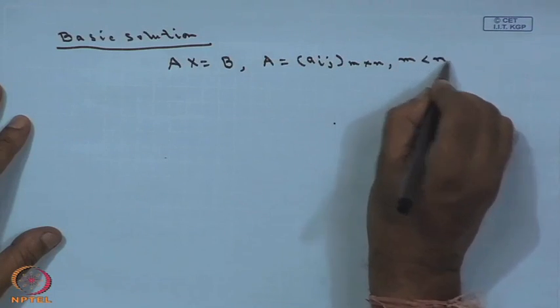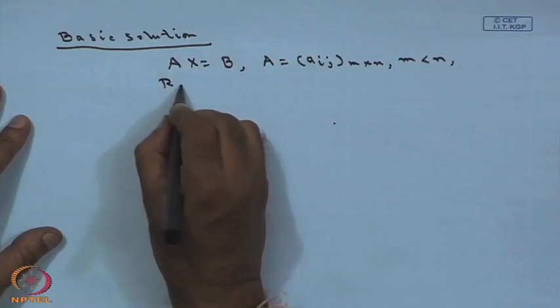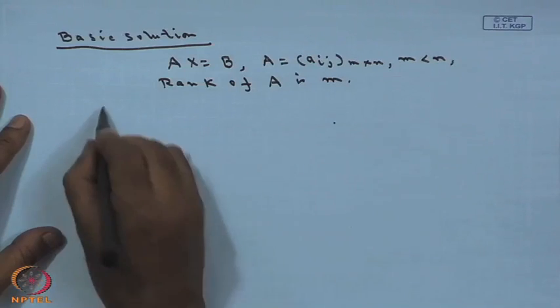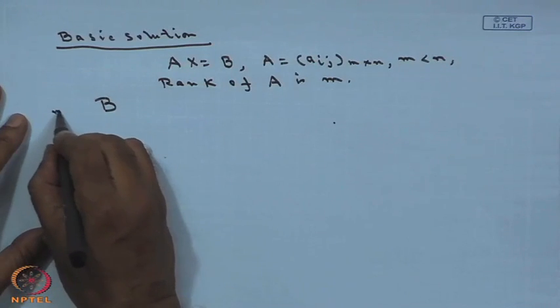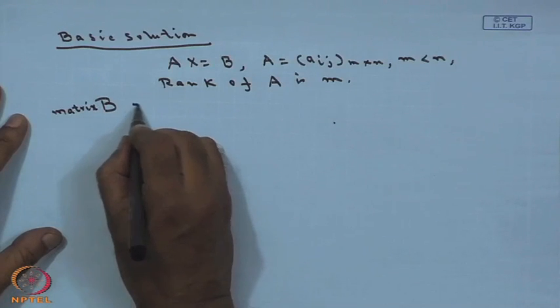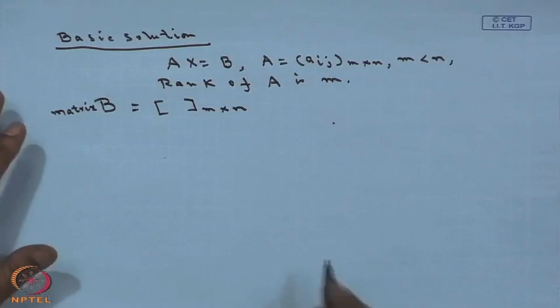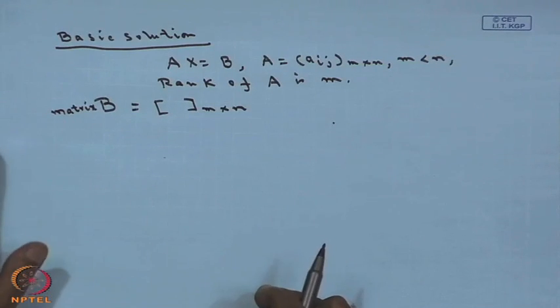I am assuming A is m is less than n, and rank of A is m. So, now we can form a matrix B, which is also of the order m cross m. This matrix B is formed by taking the m linearly independent vectors or columns of A. Since the rank of A is m, therefore, A is having m linearly independent columns. So, you take m linearly independent columns from A, and I am preparing a matrix B of order m cross m.